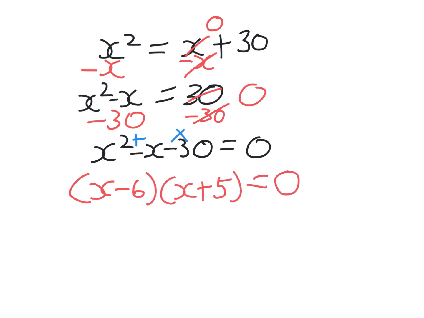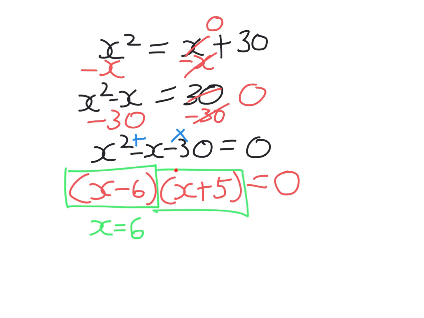So I factorized, I can use the null factor law. The null factor law says either the first thing equals 0, so if x minus 6 is 0, x must equal 6, or the second thing equals 0. So what's the value of x that makes this bracket equal 0? And that is, of course, negative 5. So I have solved the equation and I'm done.